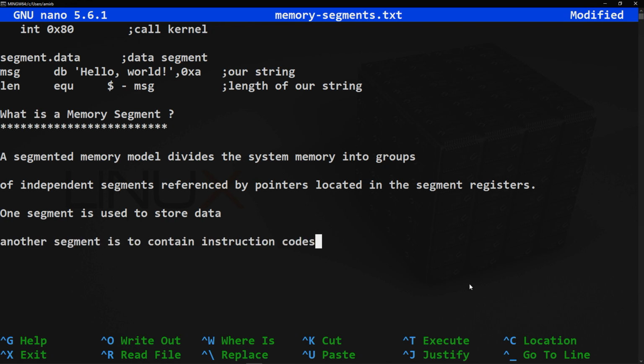Another segment is used to contain instruction codes, which is represented by the .text section, and this defines an area in memory that stores the instruction codes. This is also a fixed area, by the way. And the third and last segment keeps the program stack. That would be all for memory segments. In the next part, we're going to talk about registers.